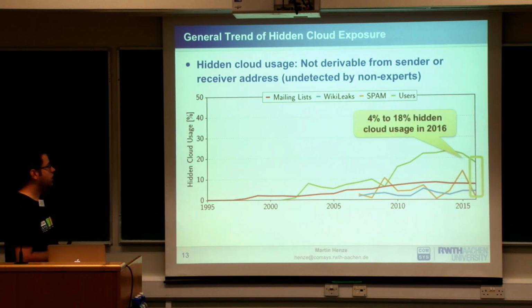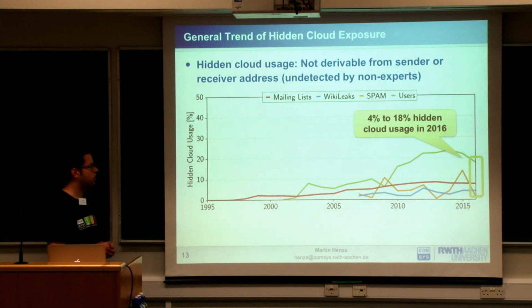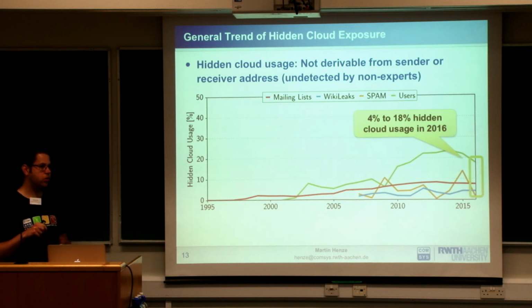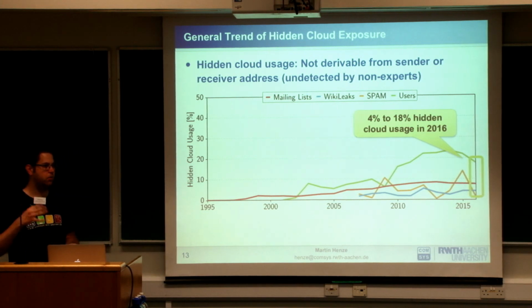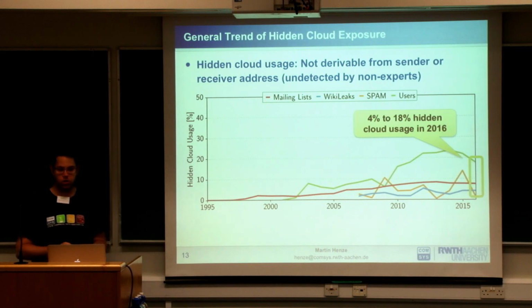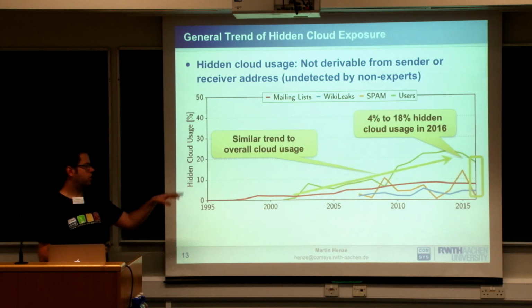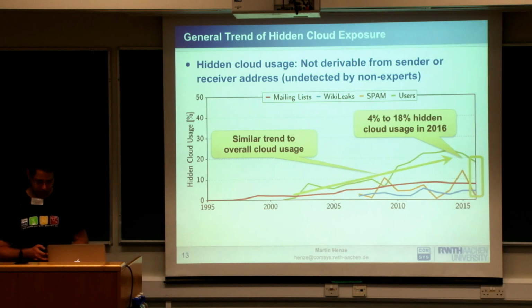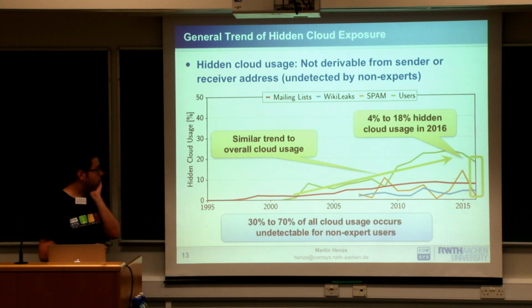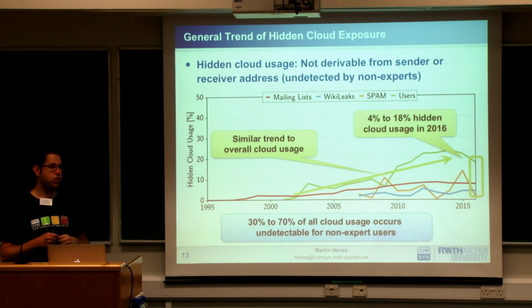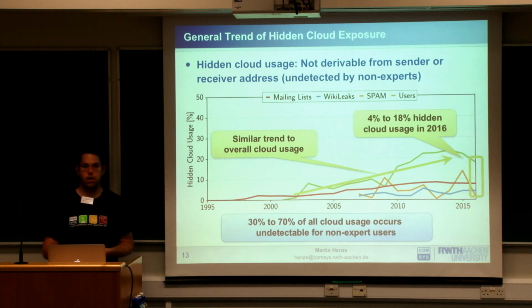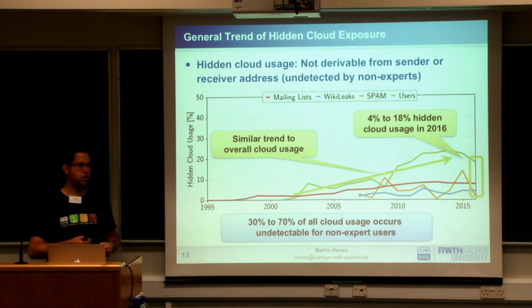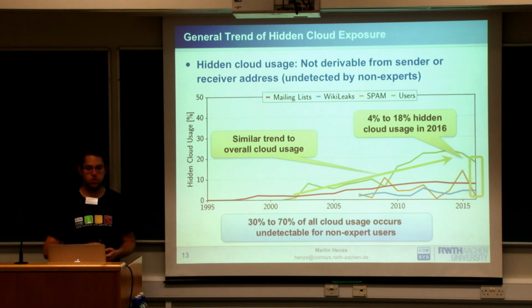And what we essentially see here is that for 2016, roughly 4 to 8% hidden cloud usage is of the total email. So it's not 4 to 8% of all cloud usage, but it's 4 to 8% of the global email usage. The trend is quite similar to the general usage trend. And what that means is, depending on the data set you look at, it's 30 to 70% of the cloud usage that actually happens cannot be detected by non-experts. I'm able to detect it if I'm interested, but I can't tell my parents to look at the header and then figure out that some obscure host name is used by cloud infrastructure.